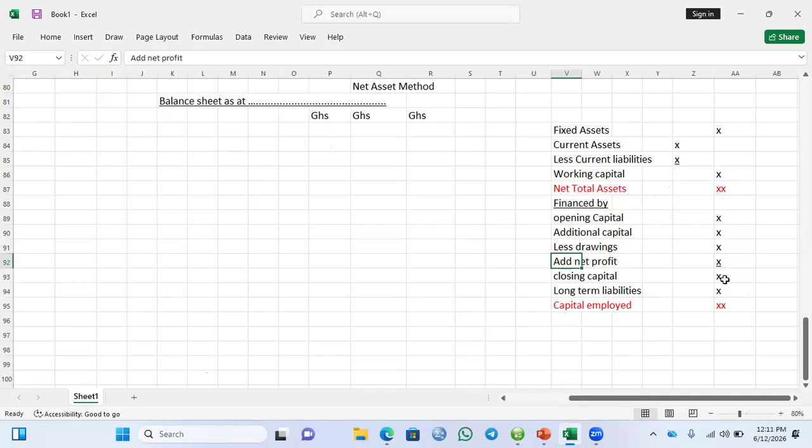So you see, this closing capital is the opening capital plus, okay, maybe I should do the add and less so that you can get it well. So you add additional capital, you less drawings, you add net profit, then that will give you the closing capital. And then you add the long-term liabilities to get the capital employed.